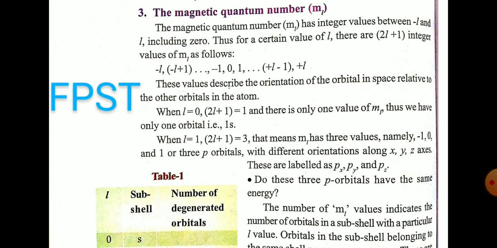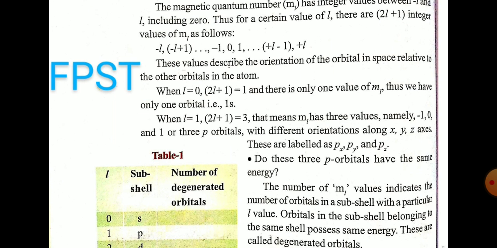And when L is equal to 1, there will be 2L plus 1, means 2 into 1 plus 1 is equal to 3 ml values, namely -1, 0 and +1. These three values refer to the p orbitals, px, py, pz. Their orientation is along the x-axis, y-axis and z-axis. That's why they are called the px, py, pz orbitals.